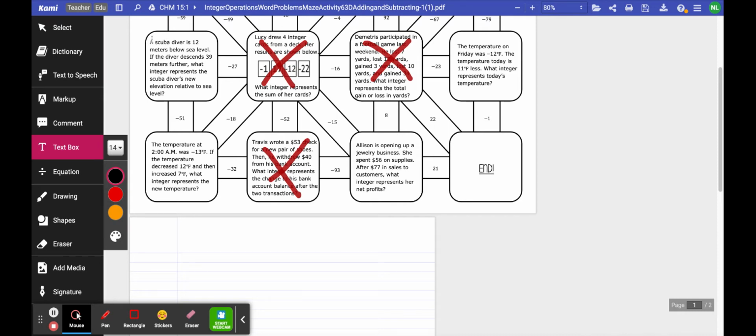So the first one we're going to do, it says a scuba diver is 12 meters below sea level. If the diver descends 39 meters further, what integer represents the scuba diver's new elevation relative to sea level?